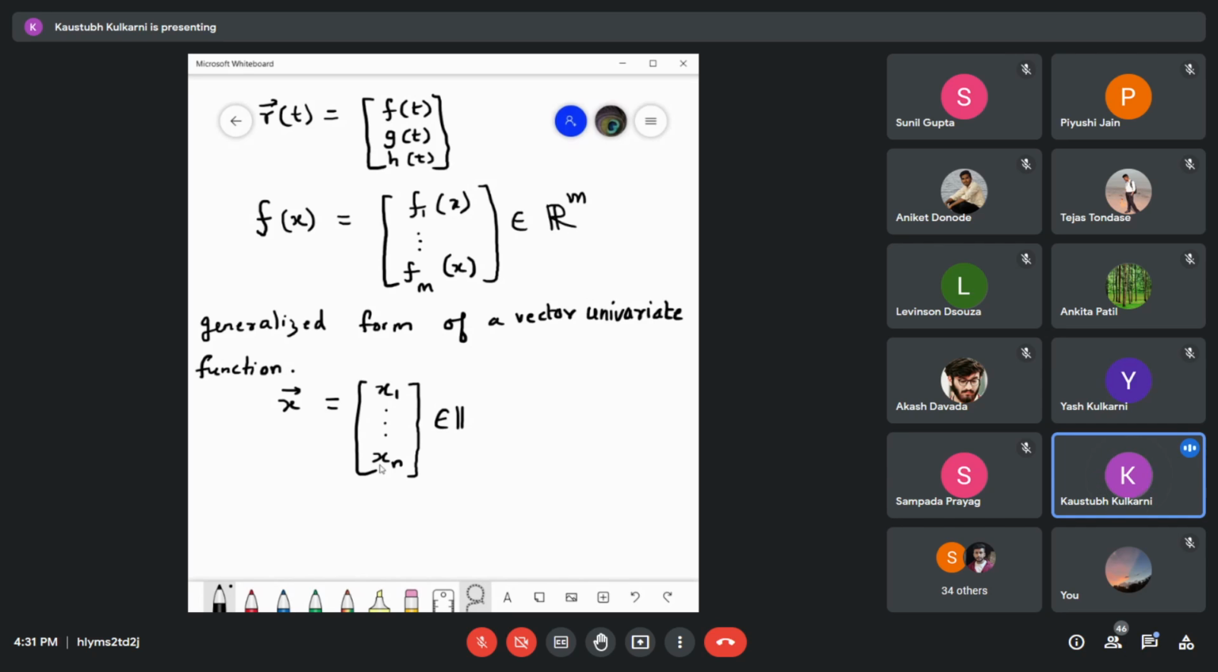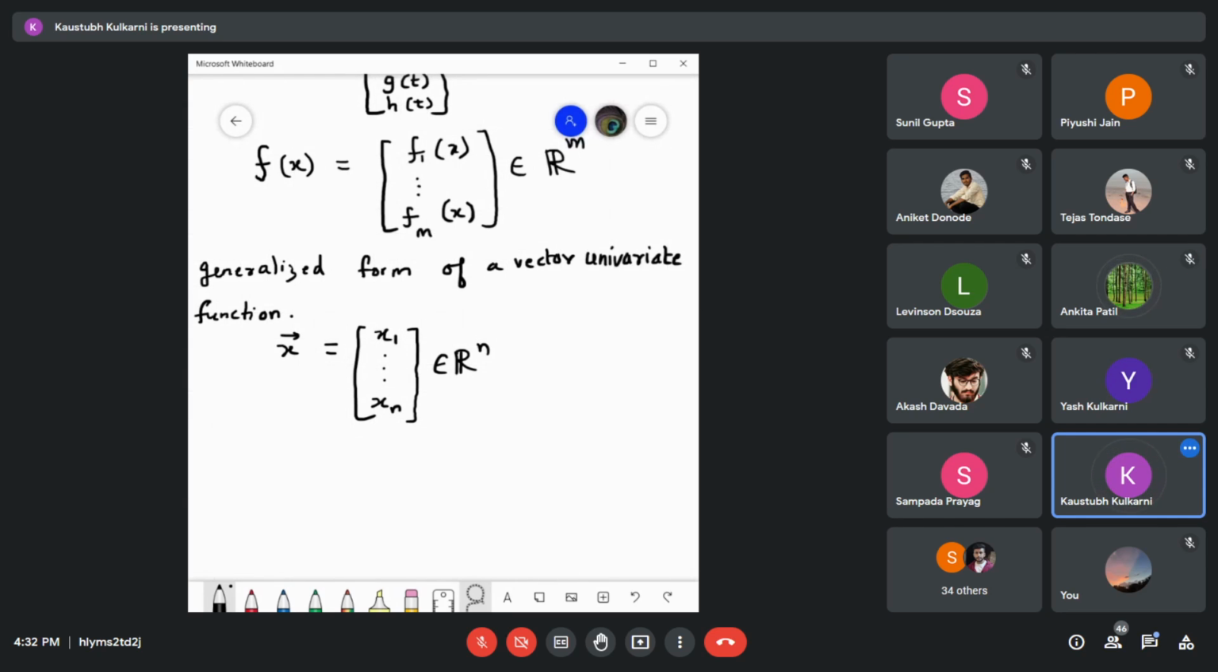Okay, and it belongs to R^n. Consider this is your parameter x. Then in this case, the function: if x is a vector, then f(x), which is equal to nothing but f1(x vector) up to fm(x vector), is also in R^m.